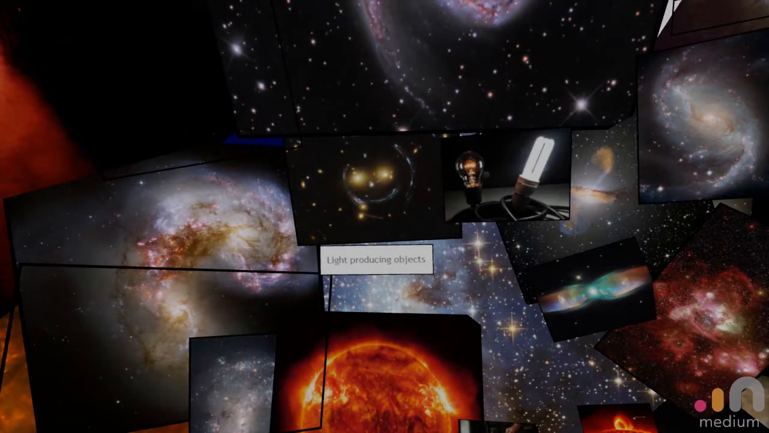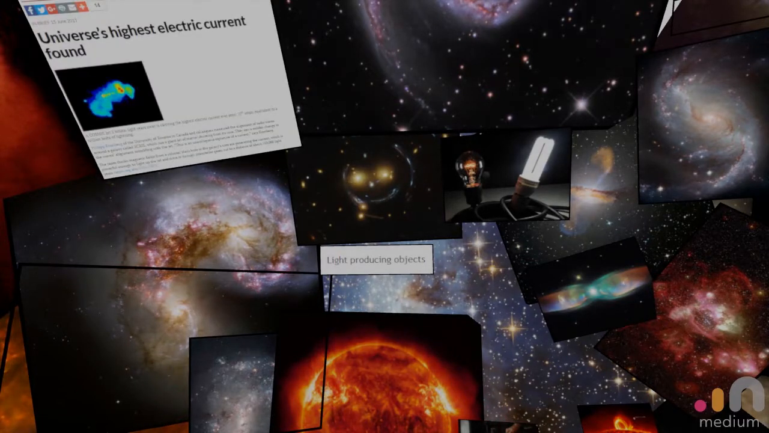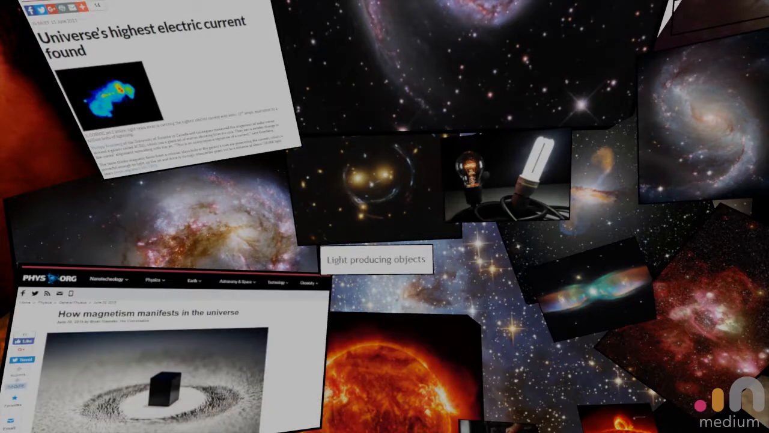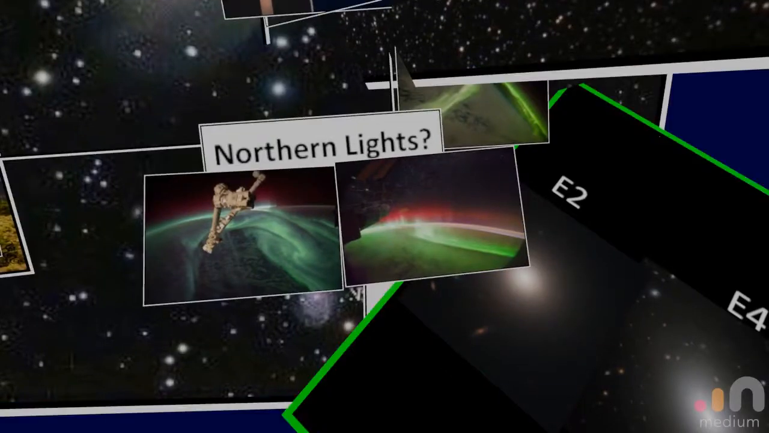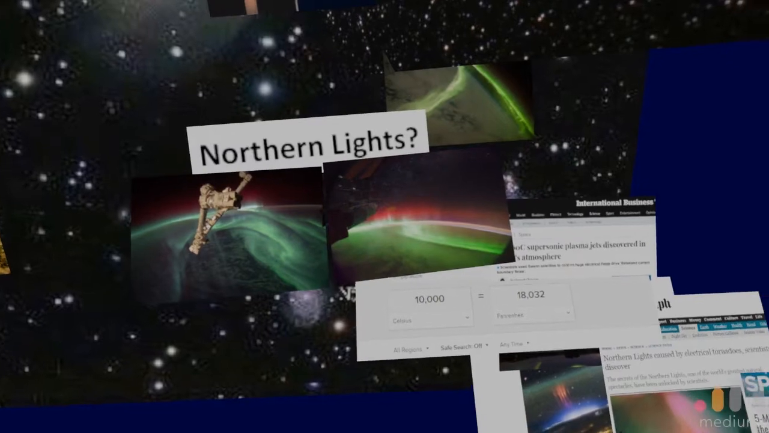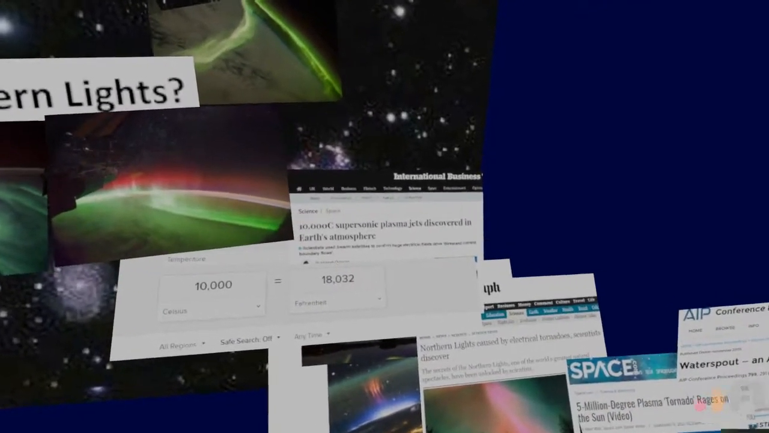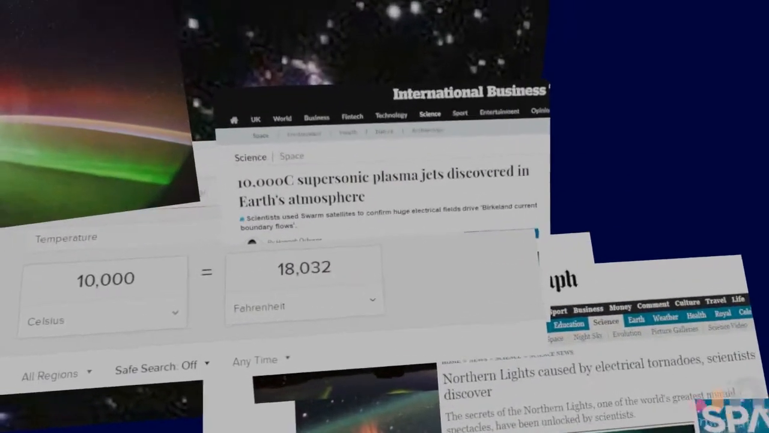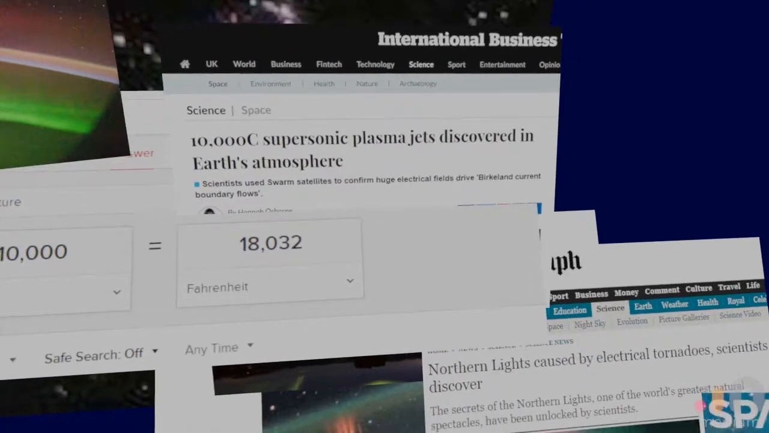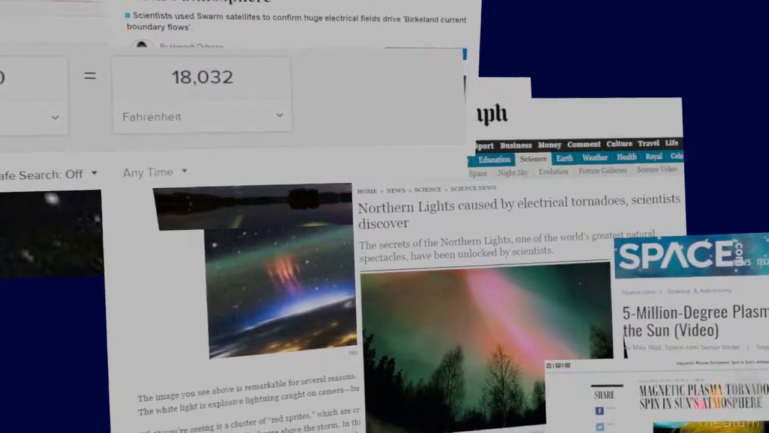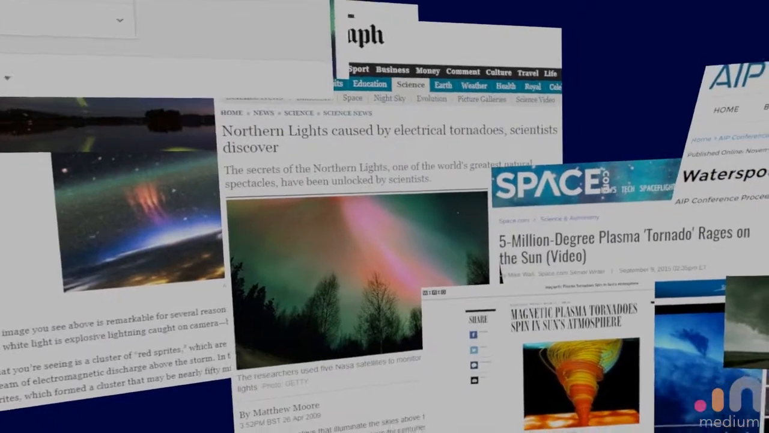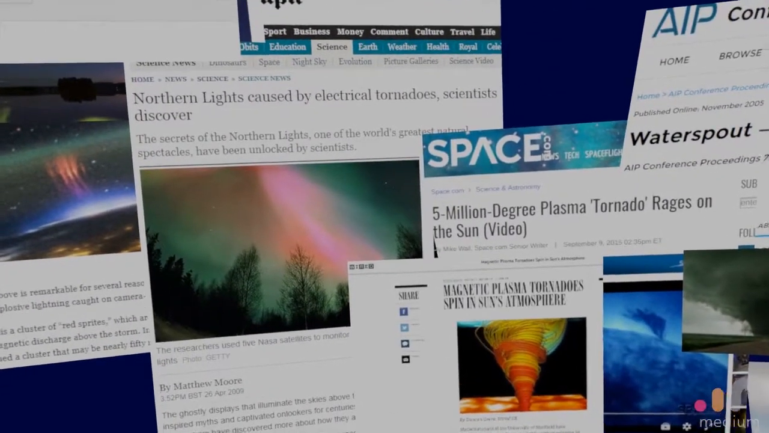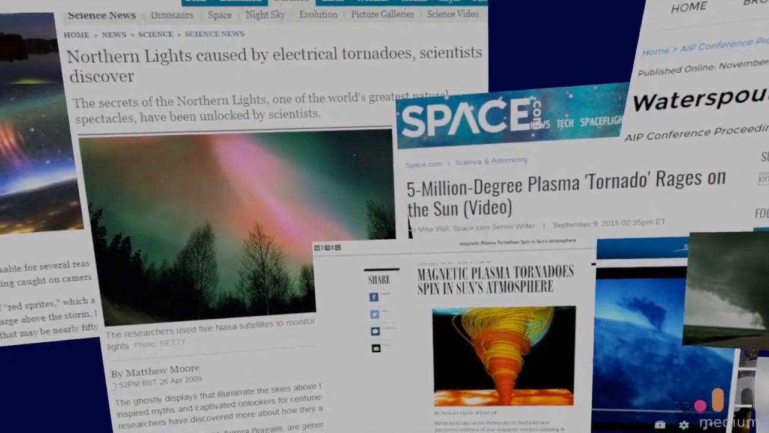Oh, what's that? Universe's highest electric current found? How magnetism manifests in the universe? So what about the northern lights? What are those made out of? Supersonic plasma jets discovered in Earth's upper atmosphere, and it shows a picture of the northern lights. So the northern lights are glowing plasma as well. Northern lights caused by electrical tornadoes, scientists discover.